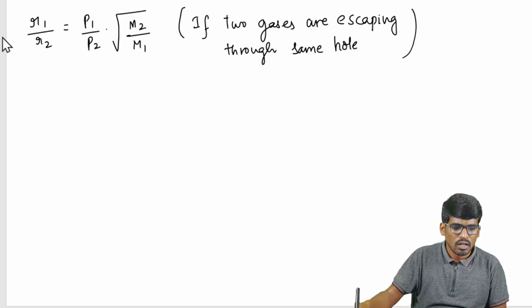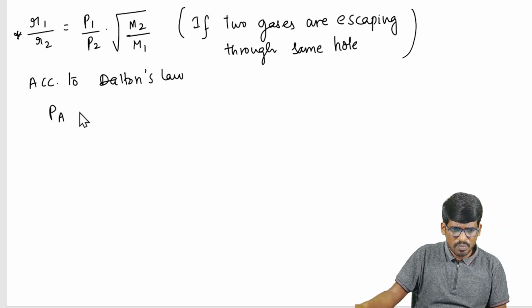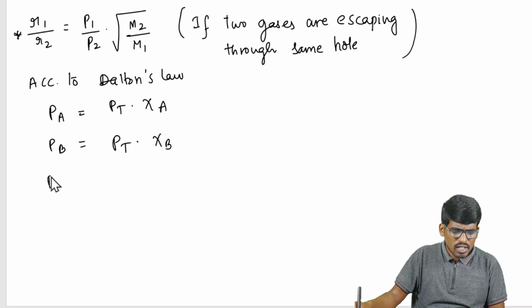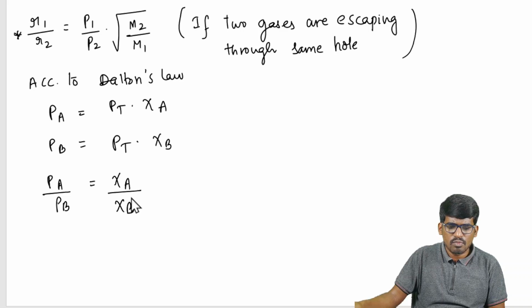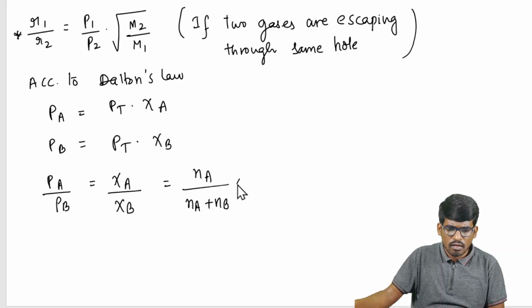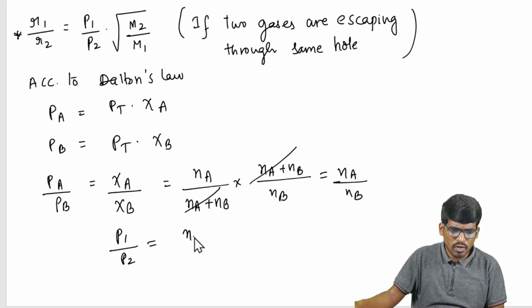It's a very important formula, and as you are aware, in the previous session we had discussed Dalton's law. According to Dalton's law, partial pressure of a gas A can be given as total pressure into mole fraction of A. Partial pressure of B is equal to total pressure into mole fraction of B. If I take PA upon PB, P total gets cancelled, chi A upon chi B, that is mole fraction of A upon mole fraction of B, that is Na upon Na plus Nb, and it is Na plus Nb upon Nb. Both get cancelled, right? So what are we going to get? Na upon Nb. In another way, I can write it as P1 upon P2, which is equal to N1 upon N2. Can I?